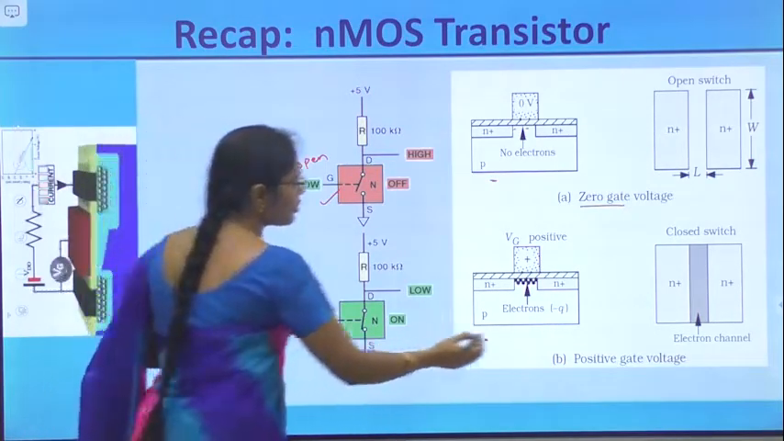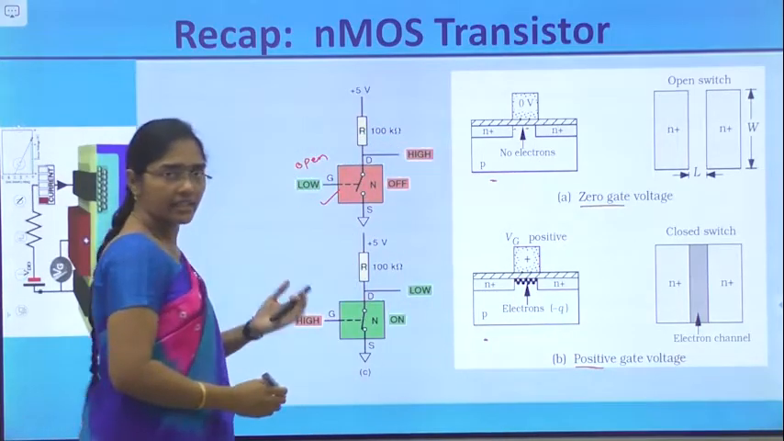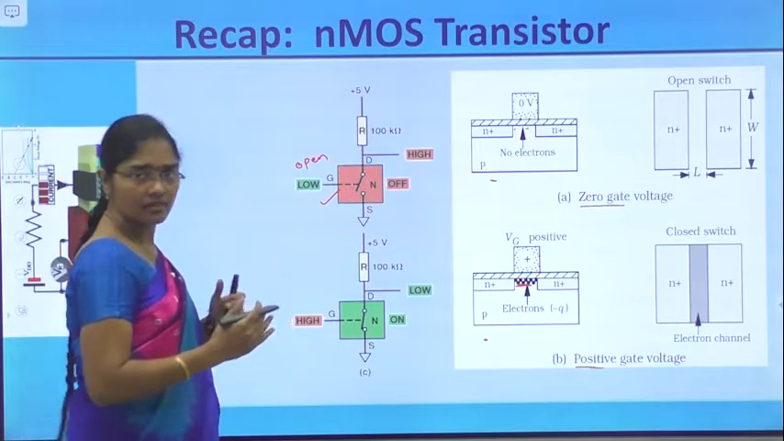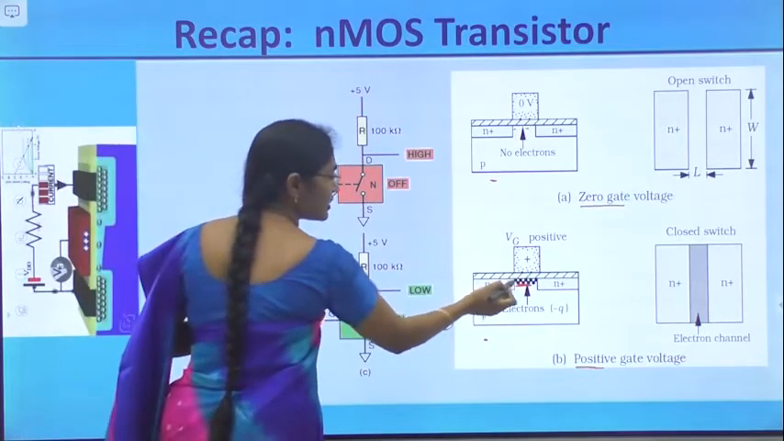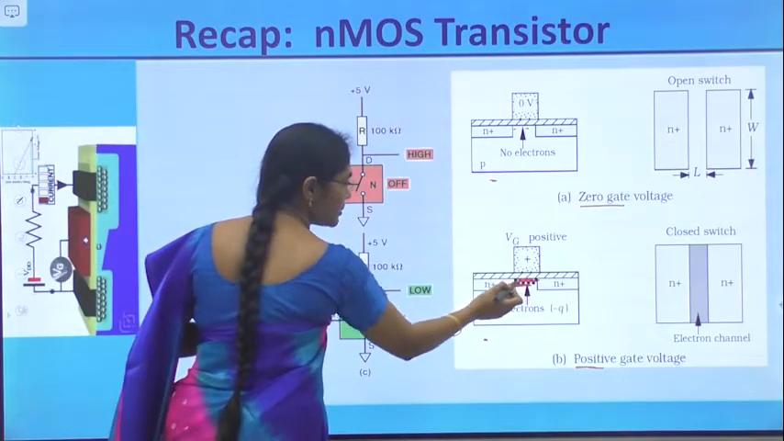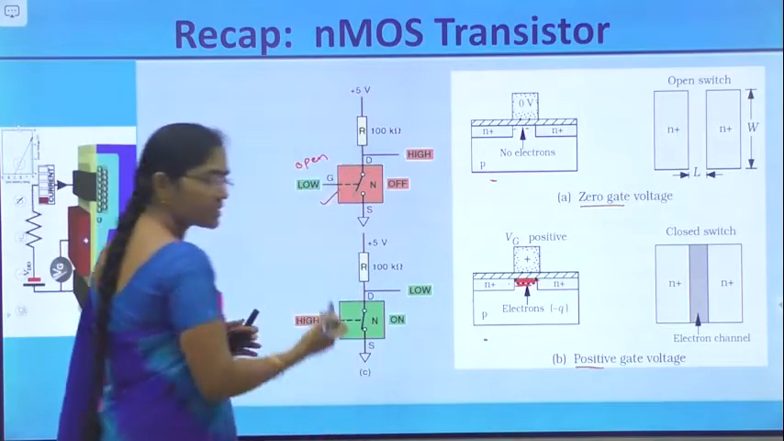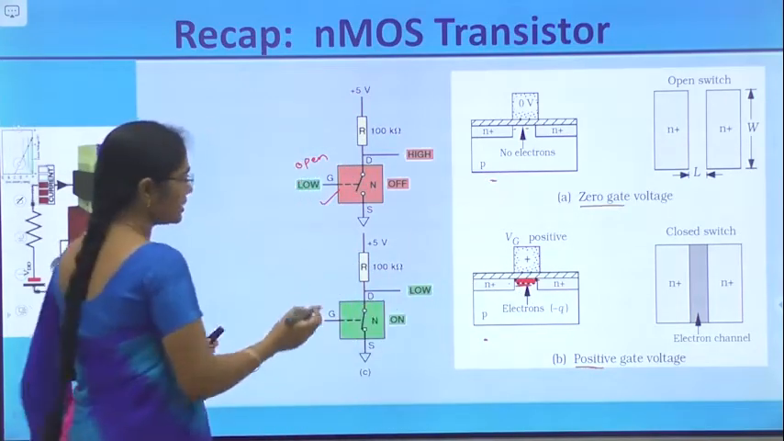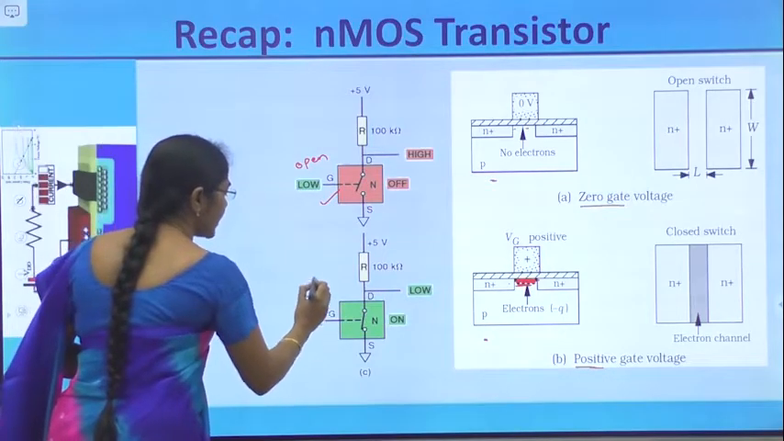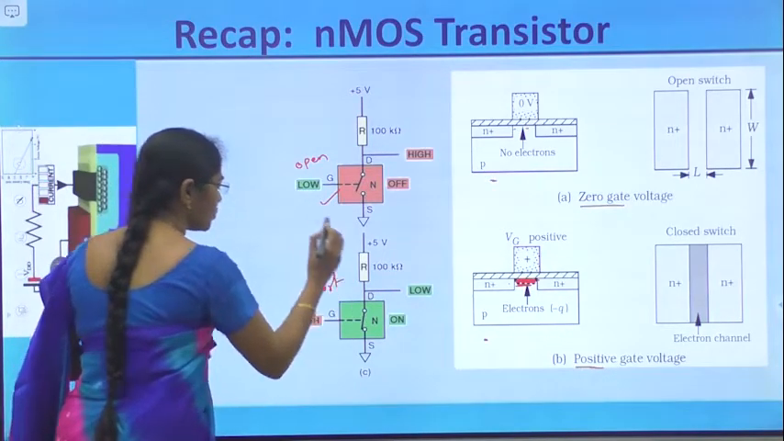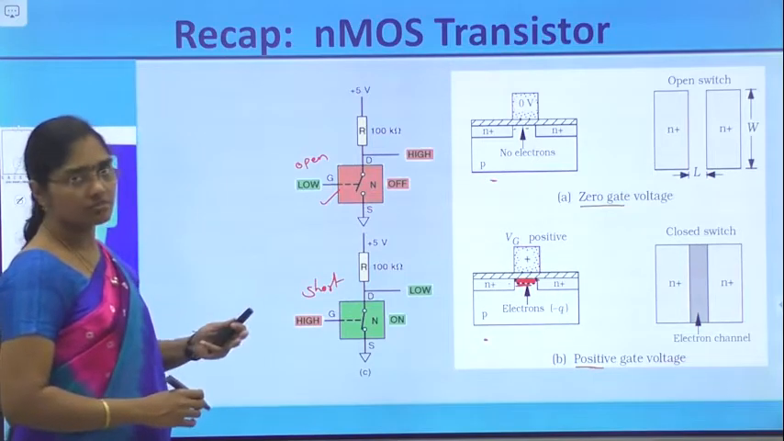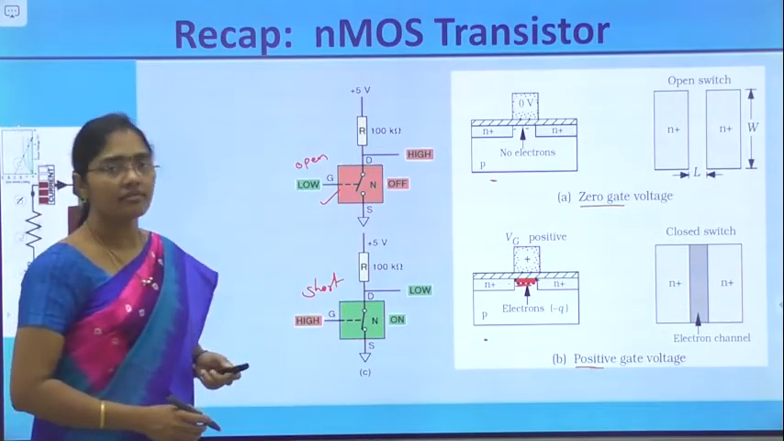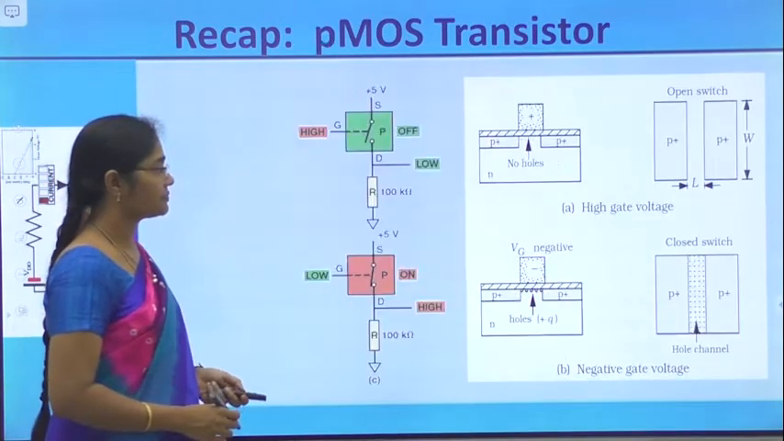And for a positive voltage at the gate, the channel is formed, that is, electrons are accumulated between the source and drain regions, at the channel region. So therefore there is a channel, meaning it is shorted. Therefore it acts as a closed switch for the higher gate voltage, that is, a positive gate voltage, the high value of the input.